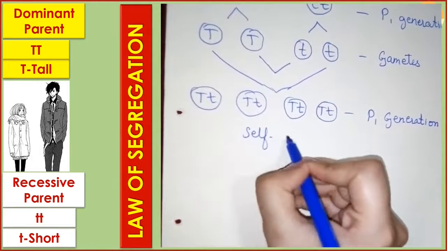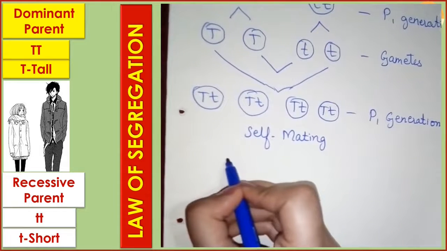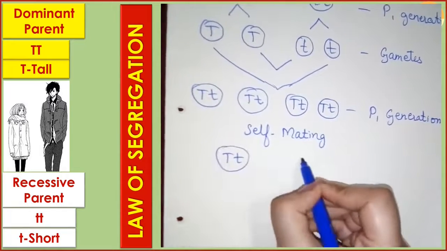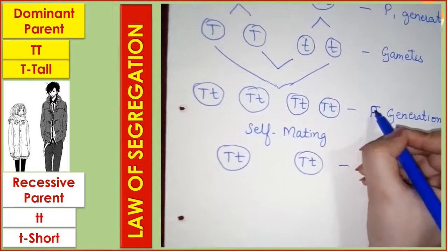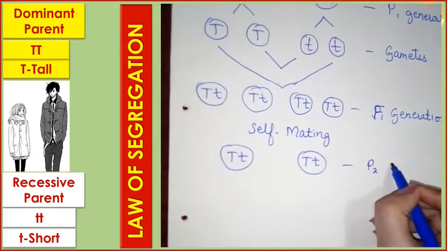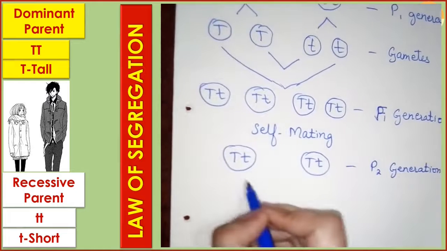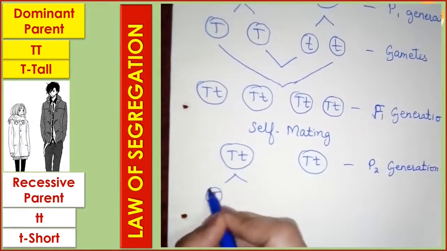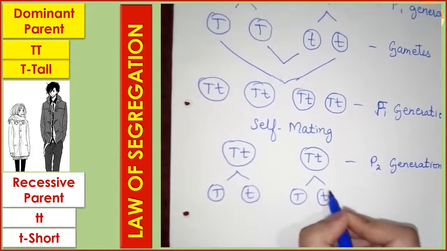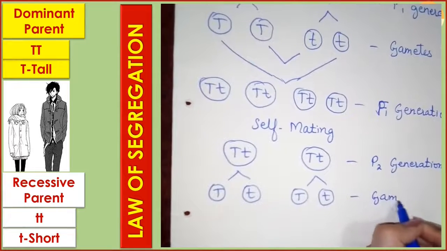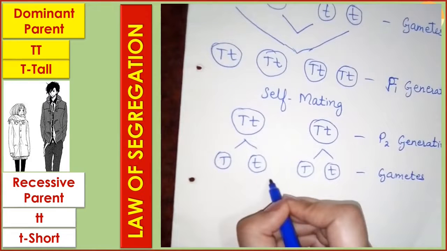Then again a cross is made between the F1 generation. The offspring of the F1 generation get mated, which is called self-mating. These are the two offspring from this F1 generation. The F1 generation acts as the P2 generation. Again, gametogenesis takes place. The alleles of these parents get separated. Capital T is separated from small t, and this capital T is separated from small t. Again, these are the gametes of the P2 generation.